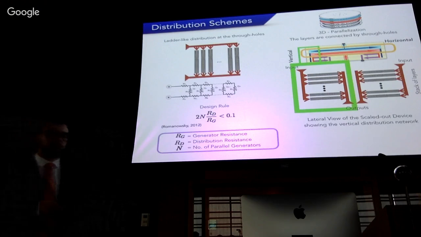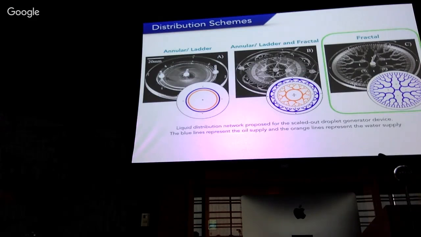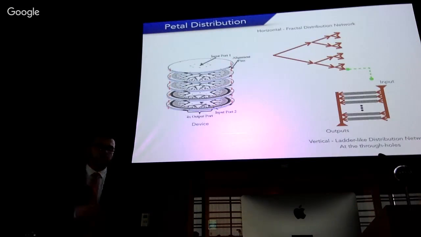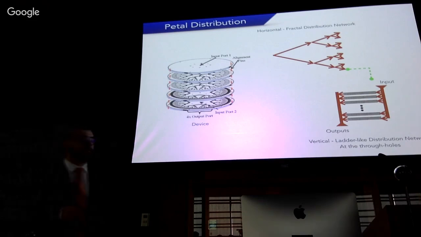But what about the horizontal direction? What can we use for that? We actually tried them all, because we were having some problems with bubble trapping. And the one that worked was the fractal one. So now we have a multi-layer droplet generation device that looks something like this, where we have the two dedicated horizontal distribution networks that have this fractal distribution, and then we have vertical through-holes that have this sort of distribution. So we kind of combine the two strategies.